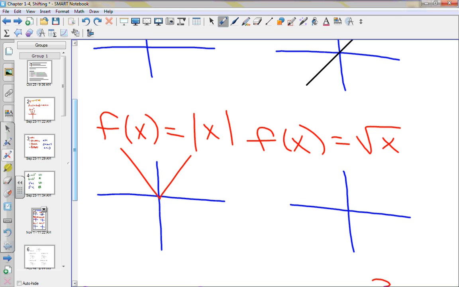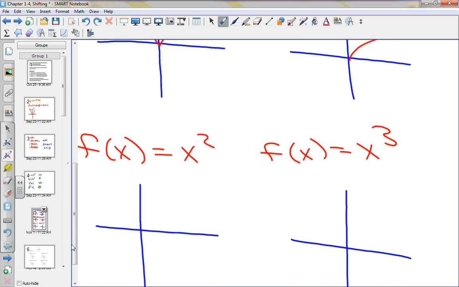Then what about this one right here? The square root of x. I call this the one-armed bandit. What does the one-armed bandit look like? It is a half parabola on its side. It's a one-armed bandit. I just liked it. I call it the one-armed bandit. Makes me happy. Bandits make people happy, don't you know?